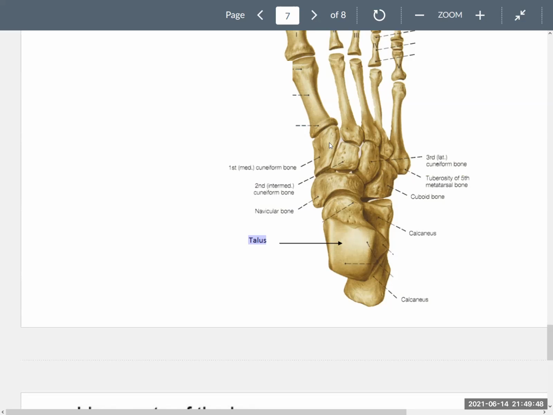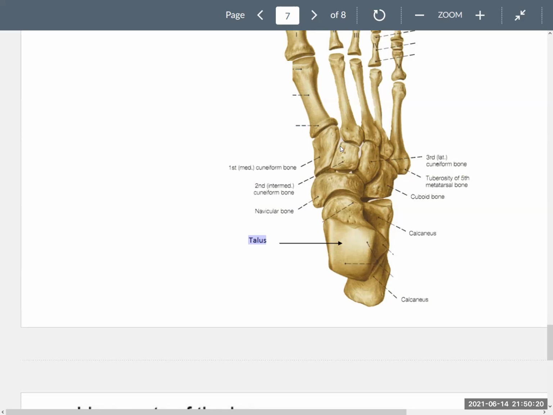That bone is cuneiform 1. Now, the legend says first cuneiform, that's fine, but my answer sheet on the test will say cuneiform 1. It's also known as the medial cuneiform because it's closest to the midline, which is right here. But I want you to learn it as cuneiform 1.